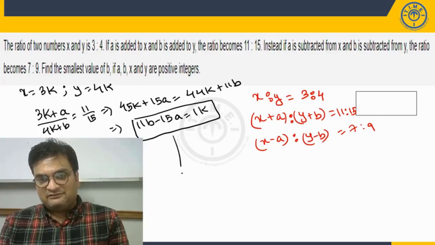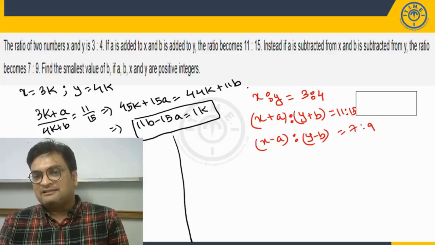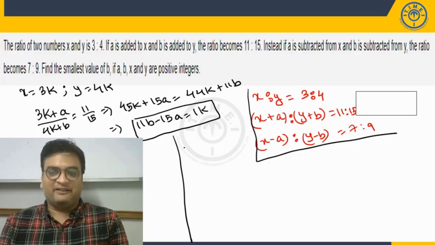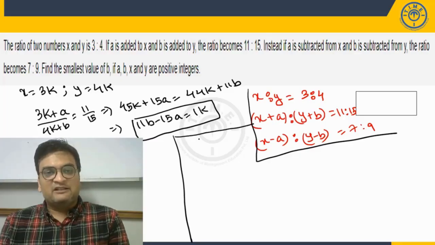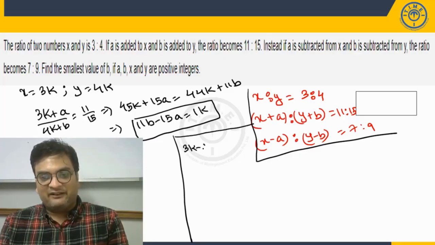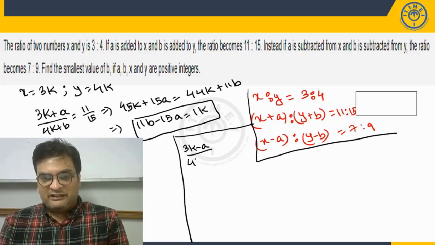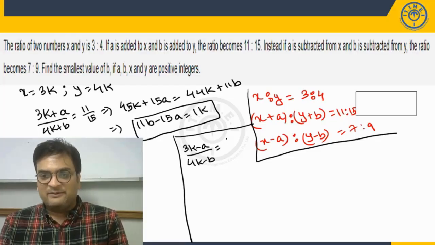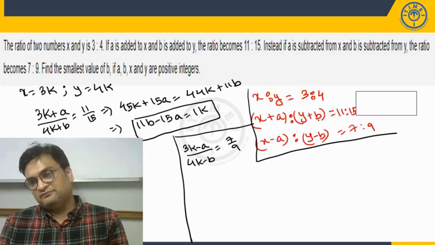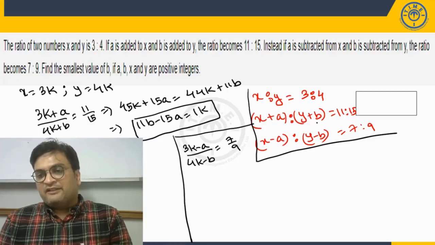Now moving on, let's consider this third relation that we are given with, x minus a and y minus b. So what will be x minus a? 3k minus a, 4k minus b. So this is given to be 7 is to 9.